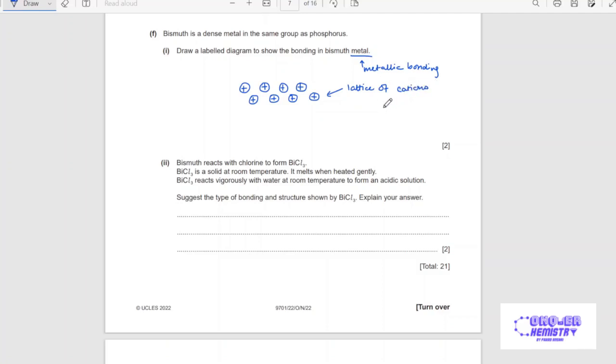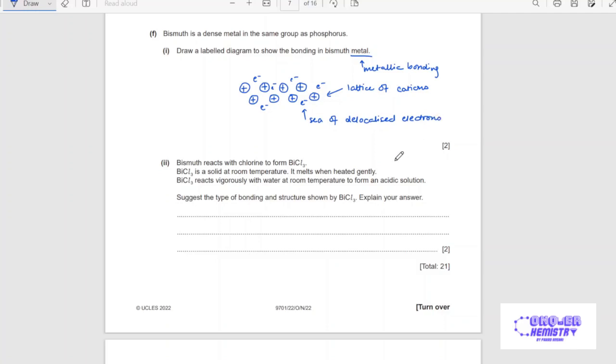Now we don't know the charge on the bismuth ions as such, right? So I'm not going to mention the exact charge over here, just know that it's going to be positive. Now around these positive ions in the lattice, you're going to have electrons that are free to move. The technical term that you use for this is delocalized. All right, so you label one electron and you can say that this is part of a sea of delocalized electrons, and that is how the structure of a metal comes about.